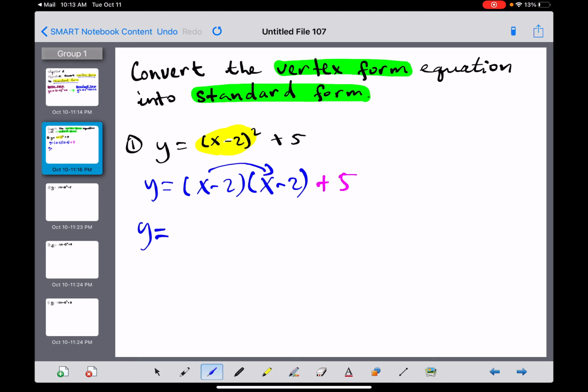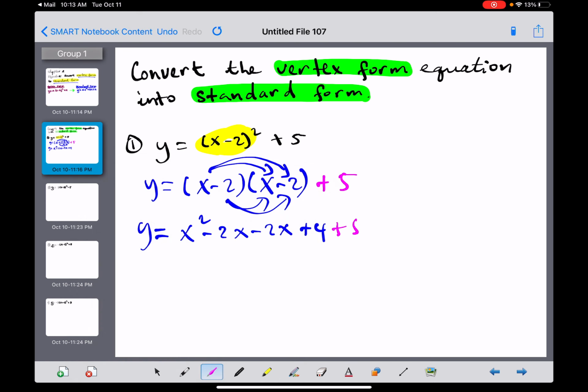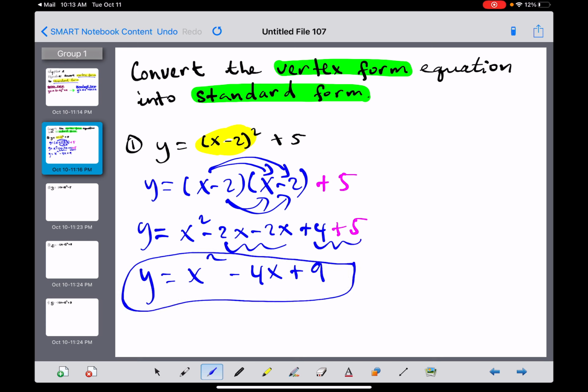So x times x is x squared. X times negative 2 is negative 2x. That's going to be minus 2x, and that's going to be positive 4. And that plus 5, we're going to bring it down. Now we're going to combine like terms. So it's going to be x squared minus 4x, because these two are the same. And 4 plus 5 is plus 9. And right there, this is our standard form equation. Okay, let's move on to number 2.